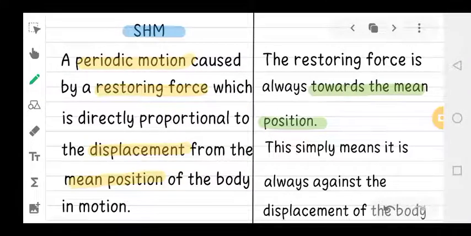So let's go back to the slide that led us here. A periodic motion caused by a restoring force, which is directly proportional to the displacement from the mean position of the body. Now, I've already explained that the restoring force is always towards the mean position because it's trying to bring the body back to the equilibrium position. This simply means it is always against the displacement of the body, and that is indicated with the negative sign in the formula.